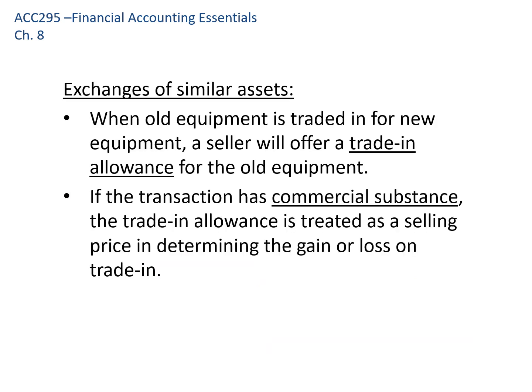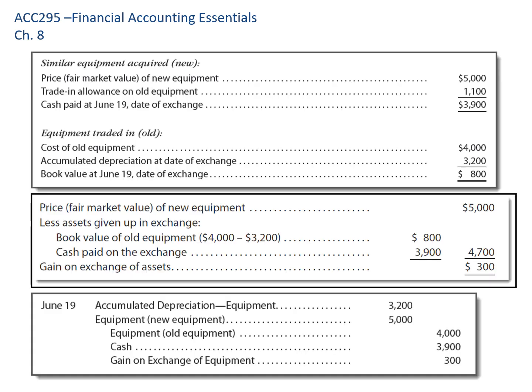So lastly, exchanges of similar assets. When we trade in old equipment on new equipment, like we trade in an old truck on a new truck, we're going to account for it a little bit differently. We could have a gain or loss on the trade-in relative to the trade-in value that we're given. So here's an example where the new equipment has a fair market value of $5,000 and they're giving us an $1,100 trade-in, so we have to pay cash of $3,900.